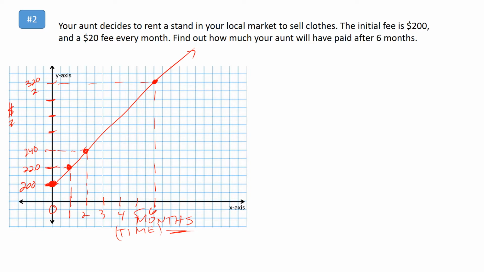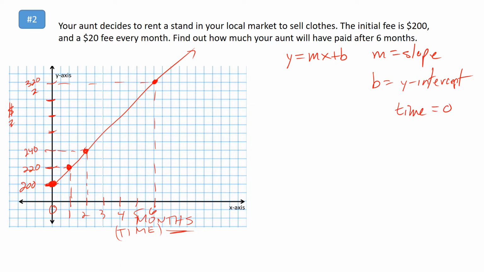Now let's try it as an equation. Remember, the form is y equals mx plus b. The m is the slope, or how much it changed, or how fast it changed. There's an ugly word, slope. And b was called the y-intercept, which is just the value, in this case money, when no time has gone by, when time is 0. We said she had paid $200, so I know the b is $200.